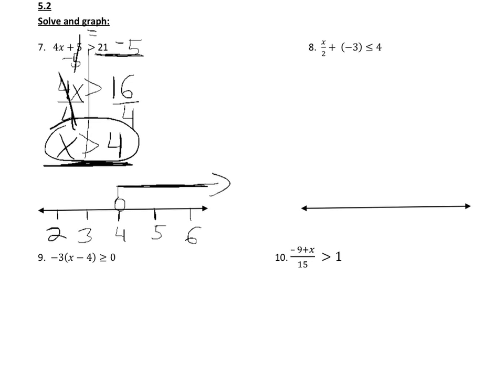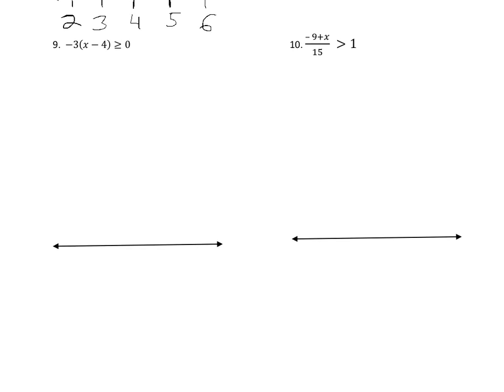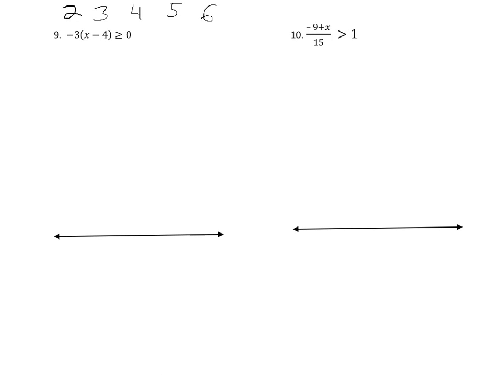Okay, let's do one more. Let's do number 9. Okay, number 9, you can see you have, as I always call it, those flashing lights. You have the parentheses. You've got to get rid of that first. So we're going to distribute negative 3. So I put my little arrows there. Negative 3 times x is negative 3x. Don't forget to distribute to the negative 4.